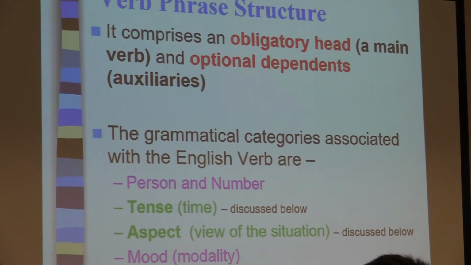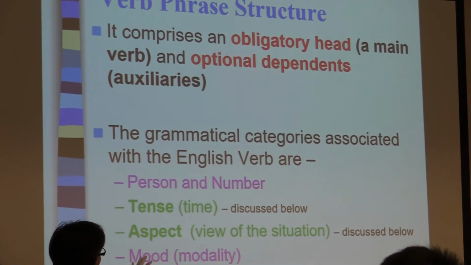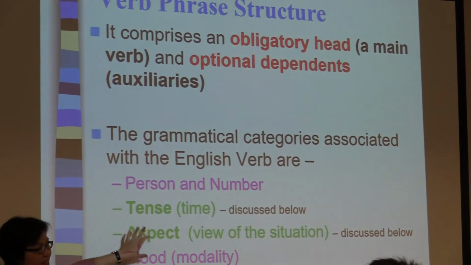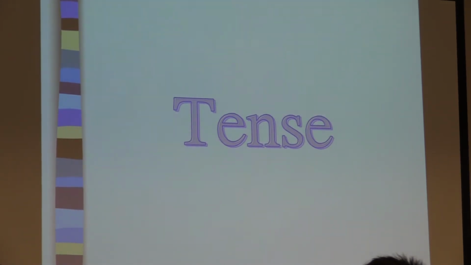Now, in the verb phrase structure, of course, the key word is the verb, that's the head. And then the auxiliary verbs will tell you the grammatical categories associated with verbs: person and number, tense, aspect, mood, and voice. Today we'll focus on tense and aspect. Alright, about tense. How many tenses are there in English? What did your teacher tell you? Your teachers in the primary or secondary school? How many tenses are there?